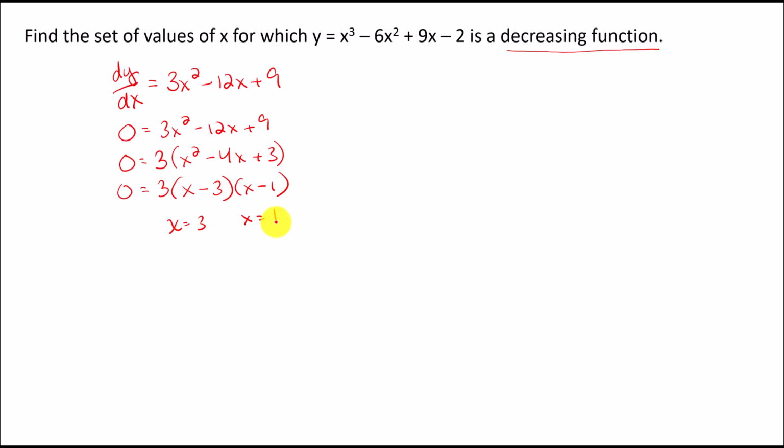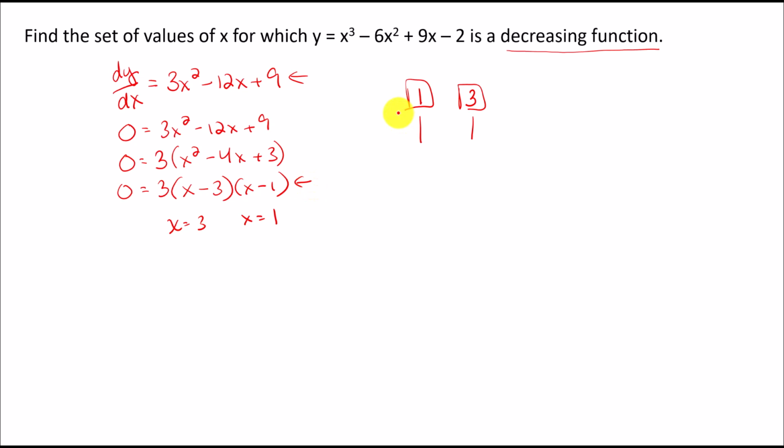Again, we weren't asked for stationary points, so I don't have to find the y values, but these are the x values of the stationary points. But to find where this equation is decreasing, I need to do a sign chart with these, and I need to make sure that I write them from smallest to largest. So I'm going to put the 1 first and then the 3. And I'm going to test values to the left, between, and to the right. And I'm going to plug them into one of my derivatives. So either here or here, it doesn't matter.